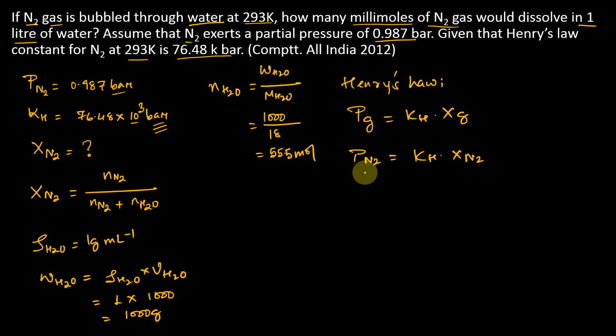Now what is the partial pressure of nitrogen gas over here? That is 0.987 is equal to KH. What is the value of KH over here? It is 76.48 into 10 to the power 3. What is the mole fraction of nitrogen over here? Mole fraction of nitrogen would be given by number of moles of nitrogen divided by number of moles of nitrogen plus number of moles of water, correct?